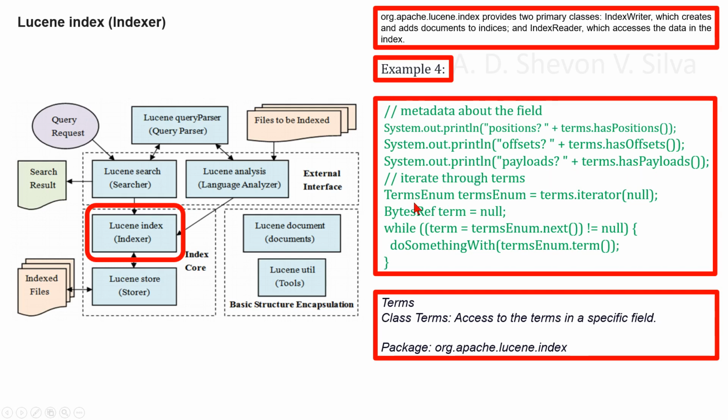Here the TermsEnum is iterated to seek or step through terms to obtain frequency information for the current term. Here the iterator returns an iterator that will step through all terms.